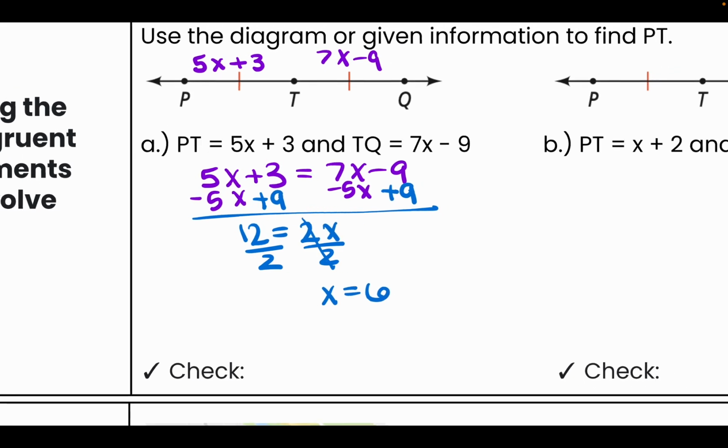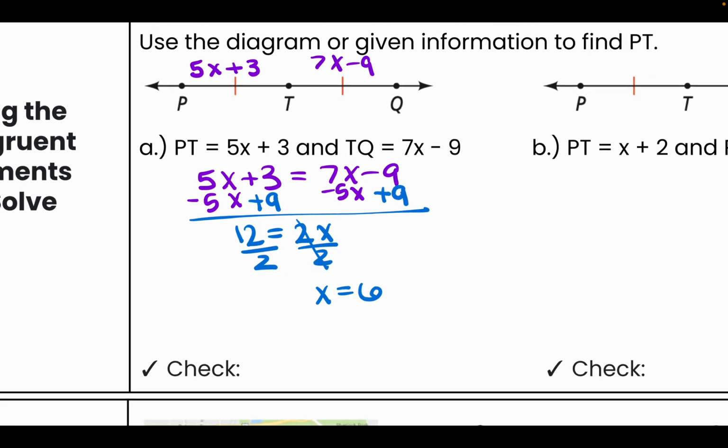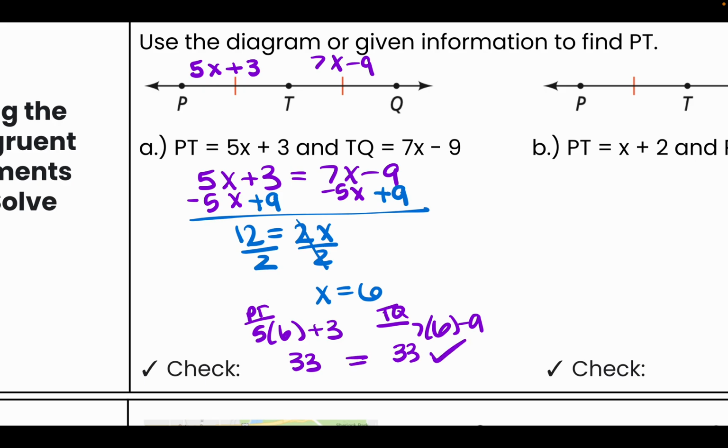And then we want to check. So let's plug it in. So we know that 5 times 6 plus 3. So we get 30 plus 3, that's 33. That's for PT. And then TQ. We have 7 times 6 minus 9. 7 times 6 is 42, minus 9 is 33, and they are equal, so it checks.